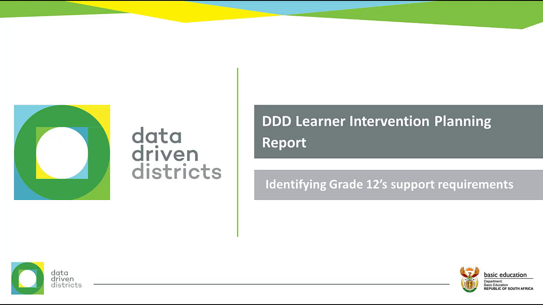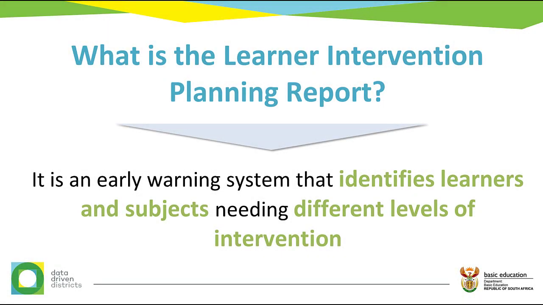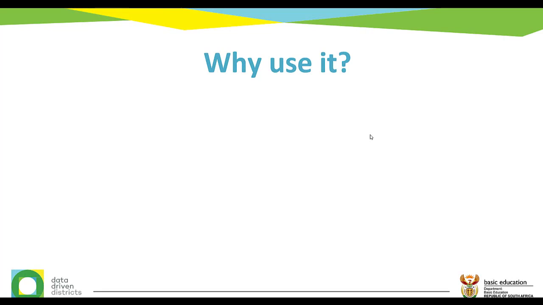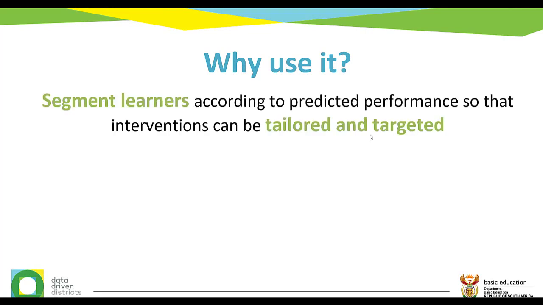Hi, and welcome to a short video tutorial on a must-use feature of the DDD dashboard, the Learner Intervention Planning Report. The Learner Intervention Planning Report is an early warning system that identifies learners and subjects needing different levels of intervention. As you will see in this video, the report allows you to segment learners according to predicted performance so that interventions can be tailored and targeted.